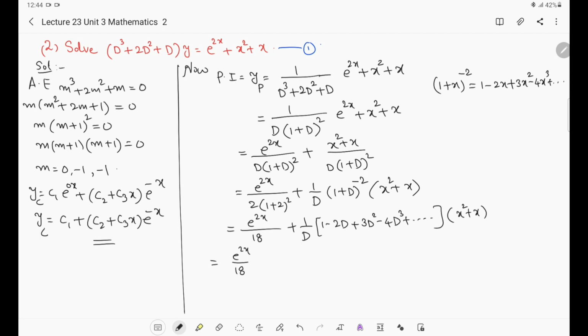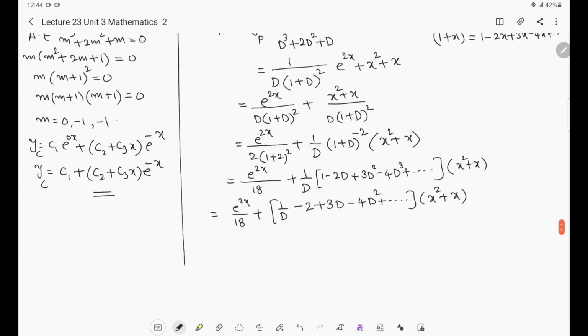Now 1 by D can be taken inside. When we take this 1 by D inside, what will happen? 1 by D into 1 is 1 by D, then minus 2 into D by D is 2 only, plus 3 into D square by D is D, minus 4 into D cube by D is D square, plus so on, into x square plus x. Now you operate this complete bracket on x square and x. So what will happen? Let us see.